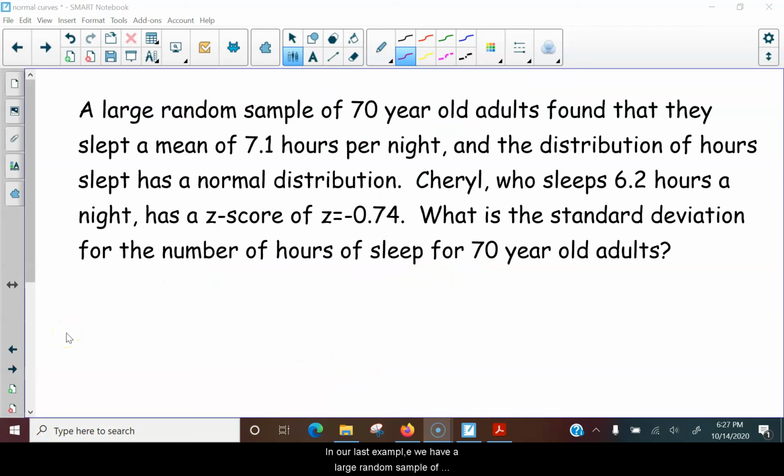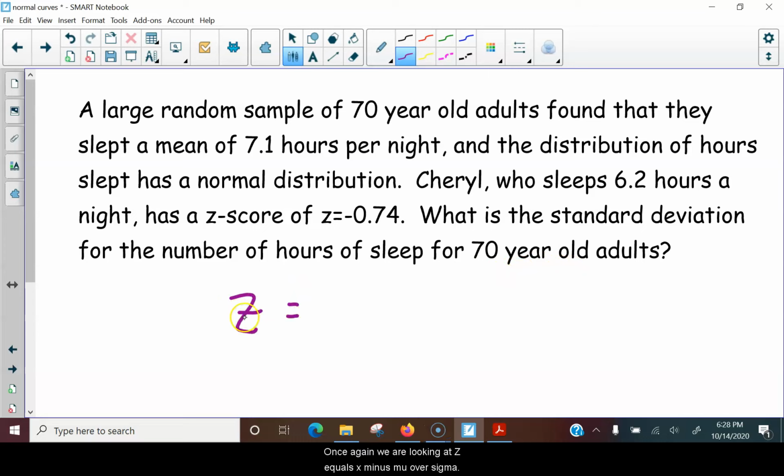In our last example, we have a large random sample of 70-year-old adults, and we measured how long they slept each night. They had a mean of 7.1 hours per night, and we have the data point that Cheryl, who sleeps 6.2 hours a night, has a z-score of -0.74 on this normal distribution. We want to find the standard deviation for the number of hours slept by 70-year-old adults.